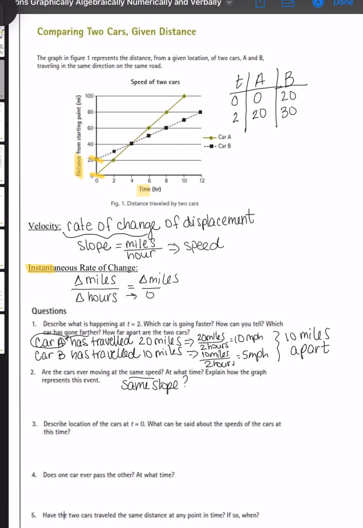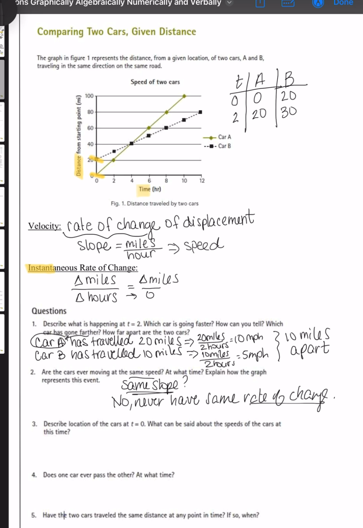And we're going to say no. Never have same slope or rate of change. Explain how the graph represents this event. It doesn't. They never are traveling the same speed because they never have the same rate of change or the same slope. Same speed, same slope, same rate of change. These are all the same in this model.